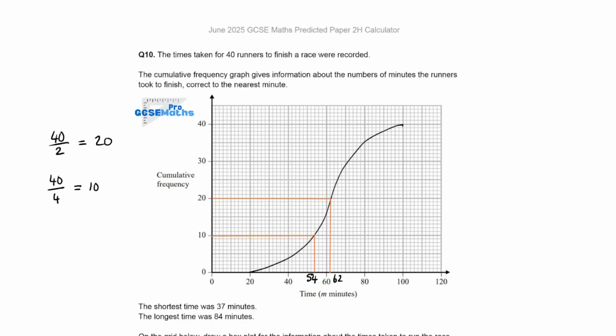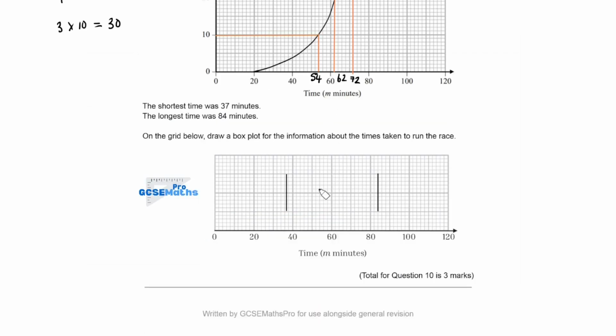And finally, we want the upper quartile, which is 3/4. So you can just multiply your 1/4 by 3, which is 30. So the 30th runner, which looks to be about 72. So now we've got our 3 values. We just need to draw them on the box plot. So 54 for the lower quartile, 62 for the median, and then 72 for the upper quartile.